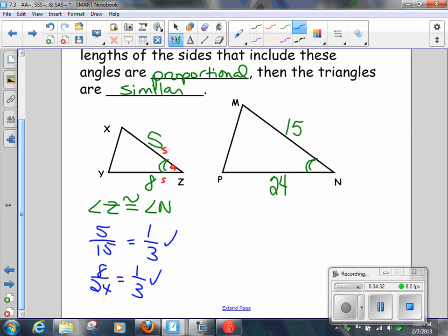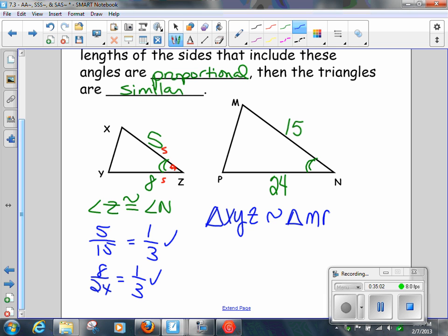What if one of my ratios happened to end up being 1/2? They would not be proportional. Therefore, my triangles would not be similar. Are my 2 triangles similar, yes or no? Yes, so give me a similarity statement. Kel, start my similarity statement. Triangle XYZ is similar to what? Get them in the right order.